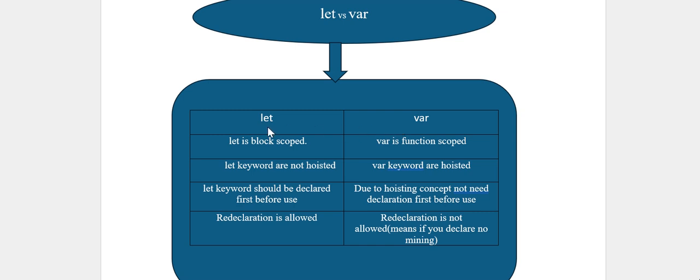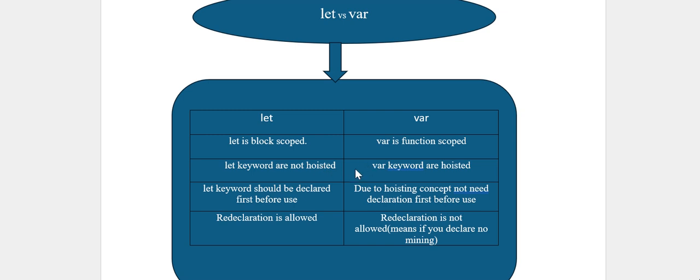Let is block scoped and var is function scoped. What is the difference between block scope and function scope? It was already discussed in the previous video, but we will discuss it in this video with an example. The second point: let keywords are not hoisted and var keywords are hoisted. The hoisting concept we will discuss in the next video.